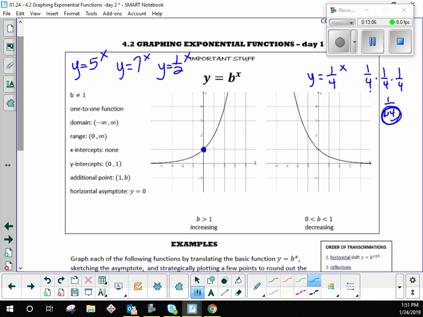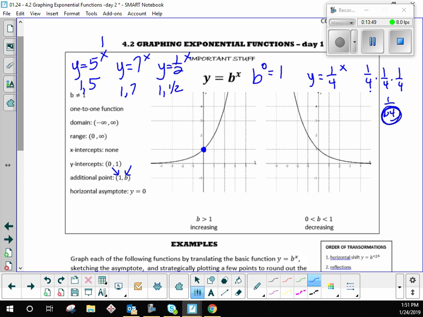No matter what your base is, because no matter what you put here, if x is 0, anything to the 0 power equals 1. So that 0, 1 is on every basic exponential graph. Another point that's kind of sort of the same on every graph, the concept is the same: when x is 1, the y value will be whatever your base is. That makes sense too, because if you had 5 to the x and you put in 1, the point's going to be 1, 5. If you put in 1 for x here, your point's going to be 1, 7, and so on. So 1 comma, whatever your base is.